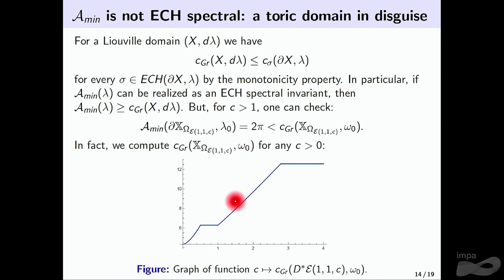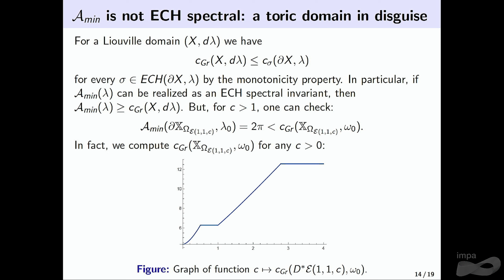So this is not linear. I'm sorry if it looks linear, but it's not linear. This is the third elliptic integral, so exactly the length of a meridian. And then you reach 4 pi. So 4 pi is exactly twice the equator, and then it stabilizes. The Gromov width is 4 pi forever.